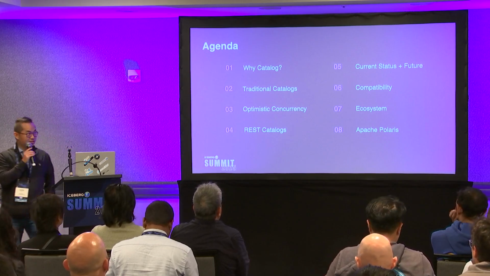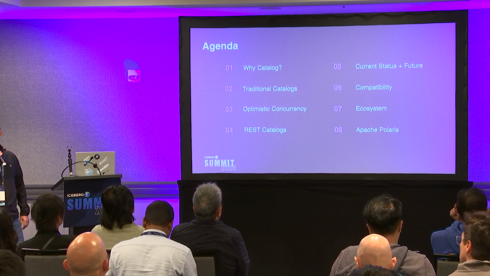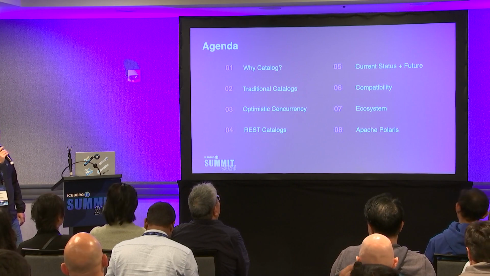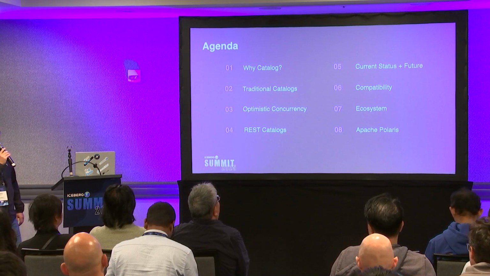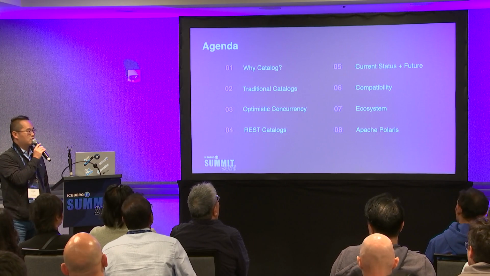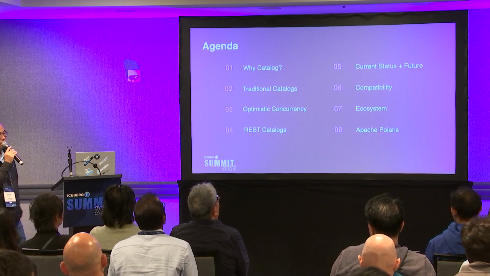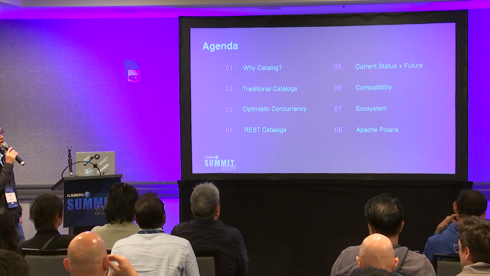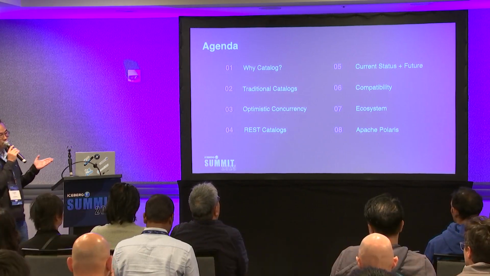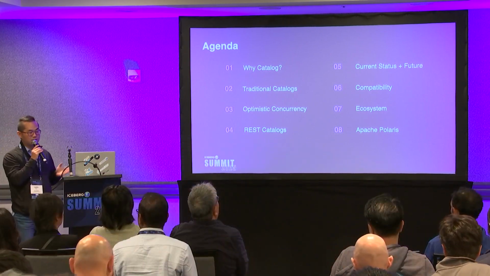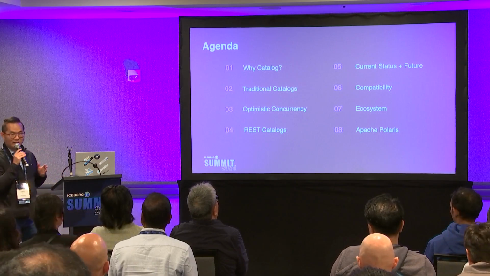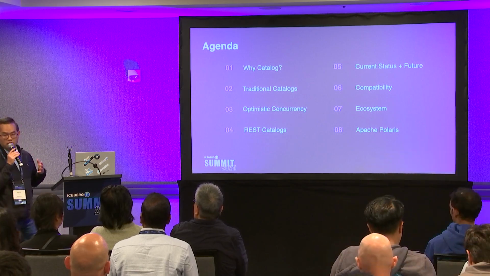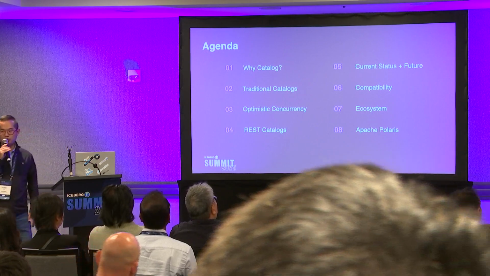In today's talk, this is the agenda. I'm going to talk about why we need a catalog, a bunch of the traditional catalogs, and Iceberg's concurrency model, which is optimistic concurrency. Then I'm going to talk about the REST catalogs, which is the major topic of this session, and the current status and the future of the REST catalogs. I'll talk about one of the core design principles of the REST spec, which is compatibility. Then we'll look at the whole ecosystem. A bunch of clients and servers are already implementing the Iceberg REST spec, so it becomes an ecosystem. Then I'll talk about a new Apache project, which is Polaris.